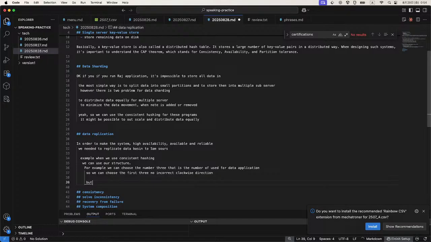But when we use virtual nodes, they can indicate the same physical node. So in order to avoid this problem, we can use some logic to find the nodes.